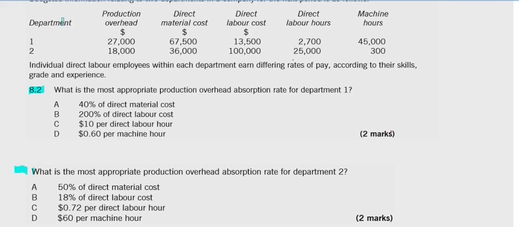If you read the first one, what is the most appropriate production overhead absorption rate for department 1? For department 1, we need to find the overhead absorption rate. If we pay attention, we have 2,700 direct labor hours in department 1 and 45,000 machine hours. So that's why we say that department 1 is machine intensive. That's why we're going to use this 45,000 machine hours as a basis. Okay, so cost is $27,000 here.